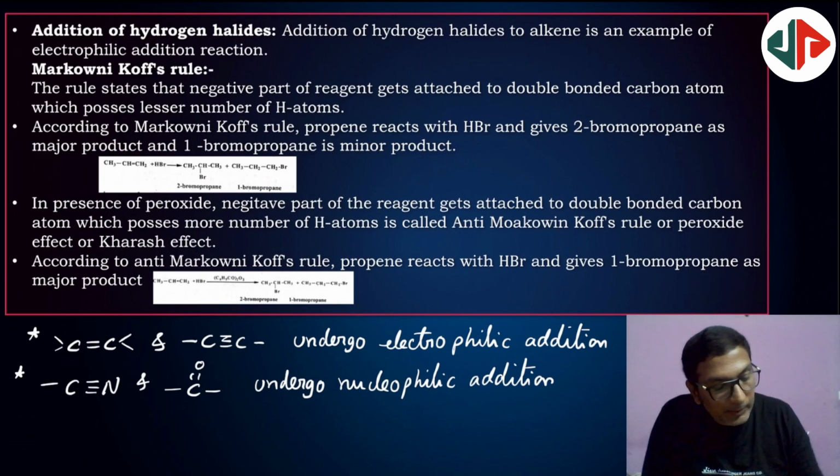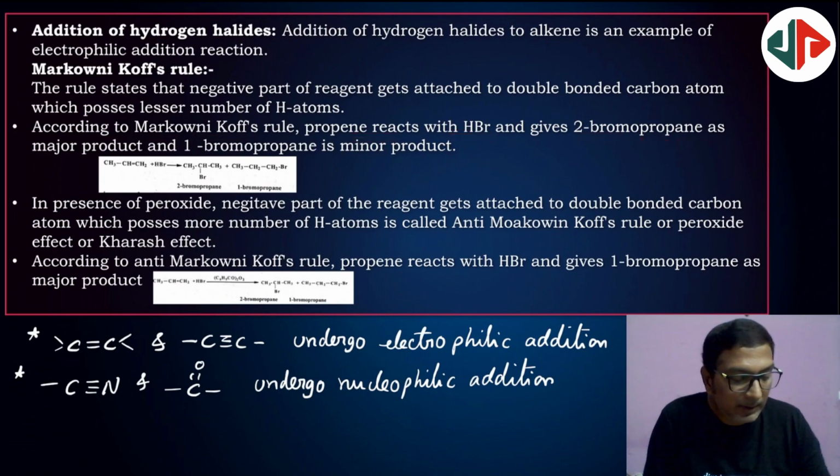Next, here one more important point. According to Markovnikov's rule, propene reacts with HBr to give 2-bromopropane as the major compound. So the negative part of the reagent must be attached to the carbon atom of the double bond containing less number of hydrogen atoms, that is Markovnikov's rule. But in the presence of peroxide, the negative part of the reagent must be added to the carbon atom of the double bond containing more number of hydrogens, that is anti-Markovnikov's addition. Anti-Markovnikov's addition is possible only with HBr.